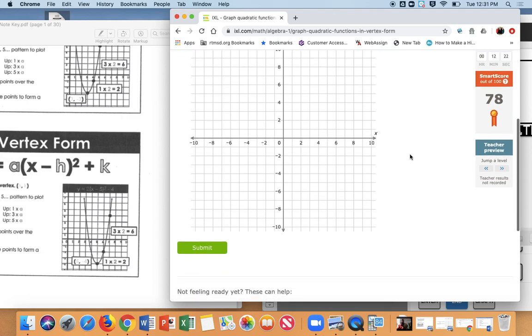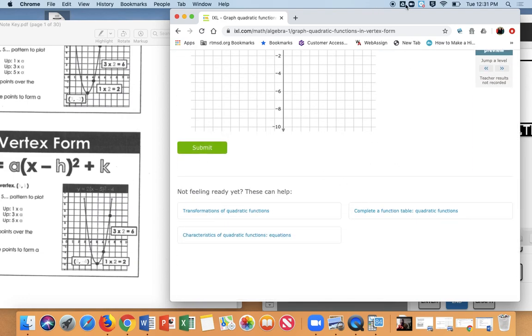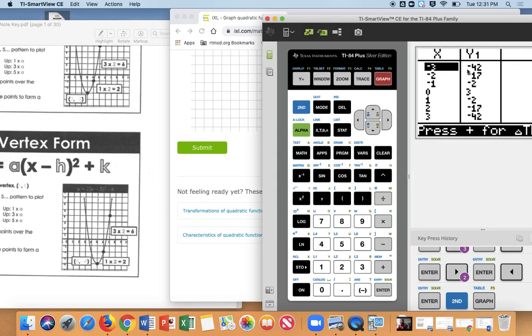All right. Again, if you are struggling on this, you can always type it into the calculator and go to the table. You can use the calc button, second calc, to calculate your max or min for your vertex and work through it that way.